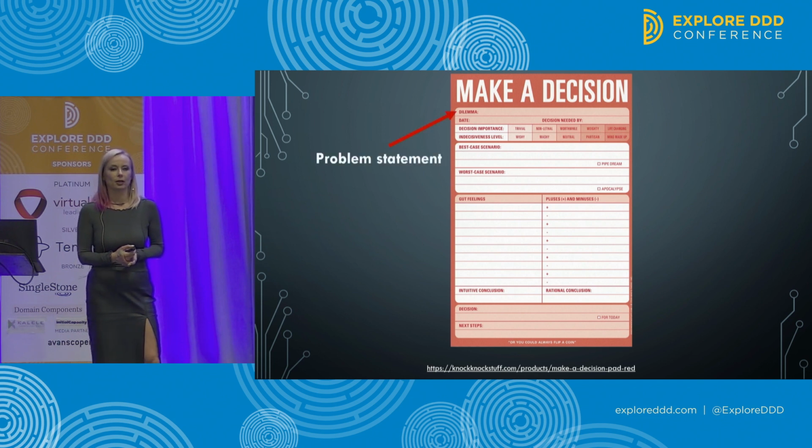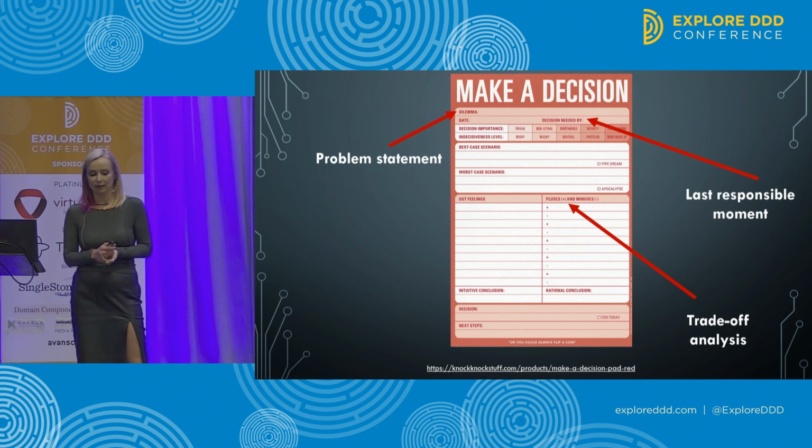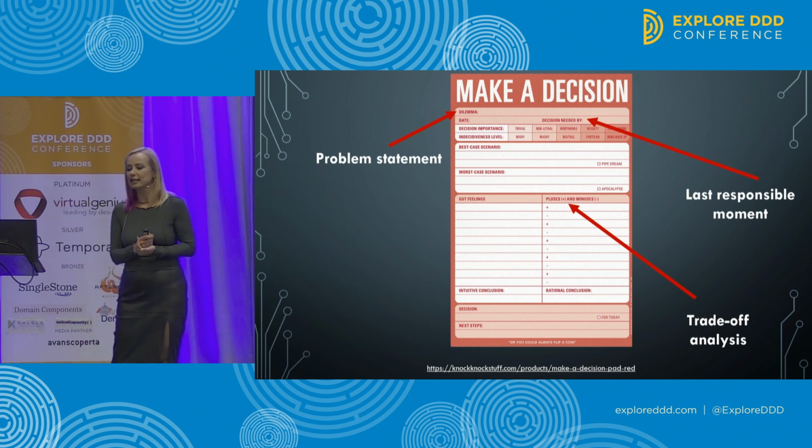I wasn't going to show you a template, but this is a cute one. I really like it. You can buy that notepad and use it for life decisions if you want. It comes with all of the right things: problem statement, last responsible moment, trade-off analysis. And it's fun. I think the important thing that I wanted to say here is this decision-making process, the outcome of it is the decision. The record is an artifact. And if you go through the decision-making process and you're diligent about it, the record will happen. But it's not the objective of it. It is an artifact of it.